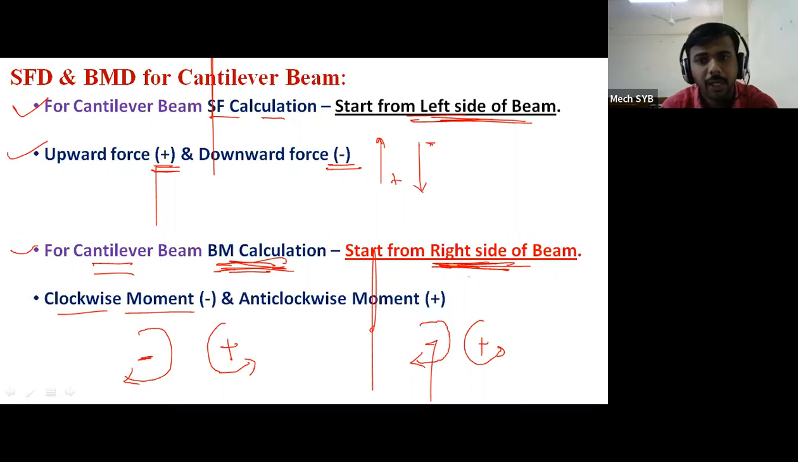purposefully we are starting from the right side, and because of starting from the right side, the sign convention has changed. If it is starting from the left side, again clockwise movement we are taking positive, anti-clockwise movement we are taking negative. But here we have changed their position. That's why that sign convention becomes exactly opposite. And these sign conventions we have to implement for your further SF and BM calculation for the cantilever beam only.